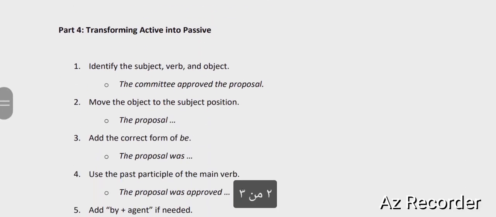Transforming active into passive. Let's take a step-by-step process. 1. Identify the subject, the verb, and the object. For example, the committee approved the proposal. 2. Move the object to the subject position. The proposal.